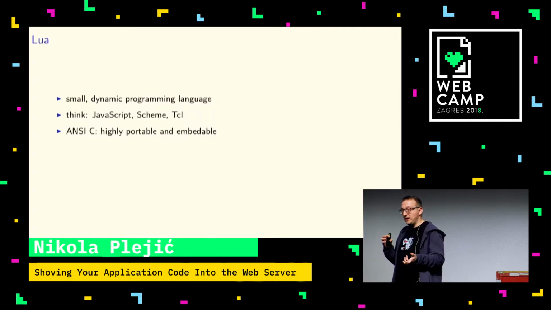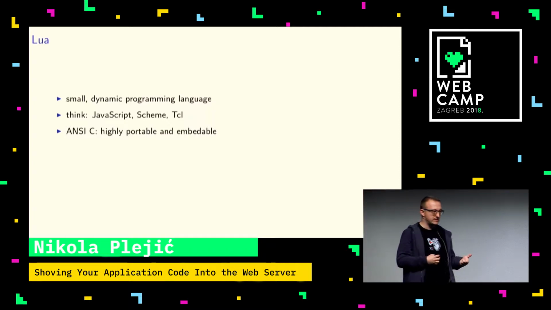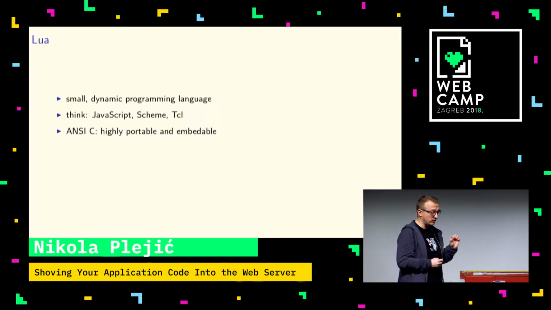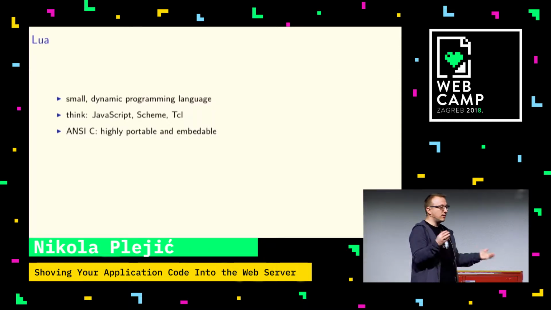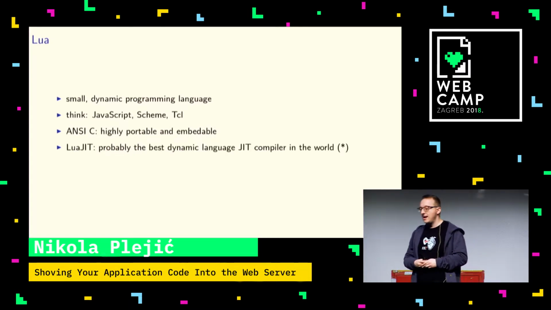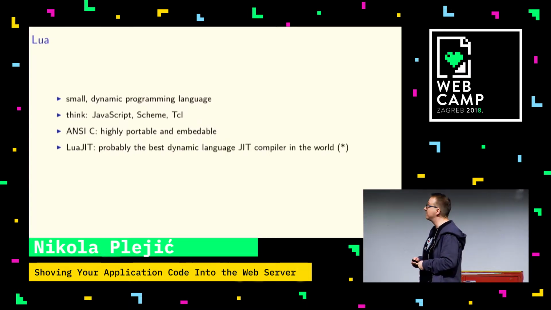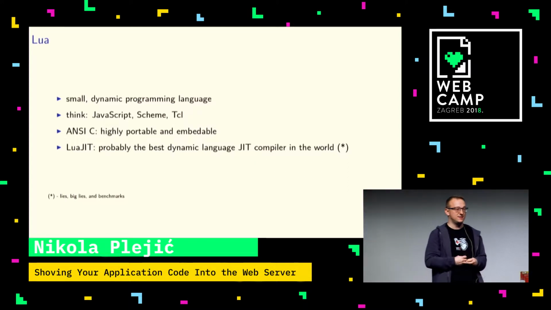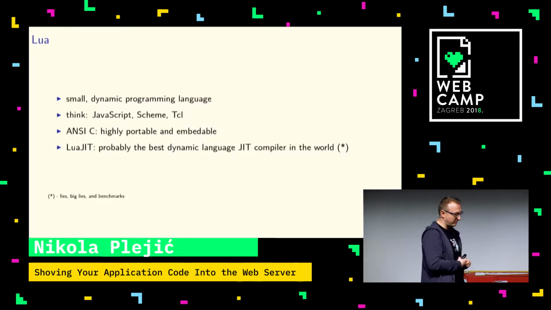And Lua is built to be embeddable. You can easily include Lua in your existing C and C++ applications, and you can use the beautiful Lua API, which is very clear, very explicit, to allow your users to script your applications. And Lua has what is arguably the best dynamic language just-in-time compiler in the world.